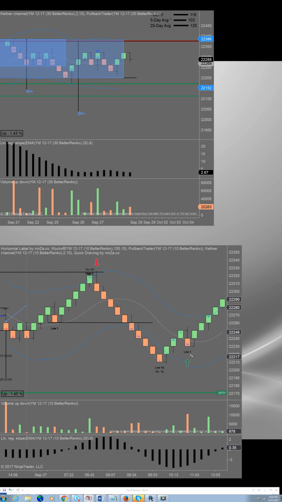So what this represents is a very, very important idea. The idea of failure. This brick, with its heavy volume, is failure on the part of supply to take price down.